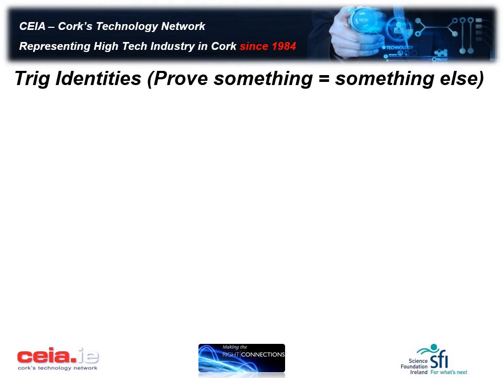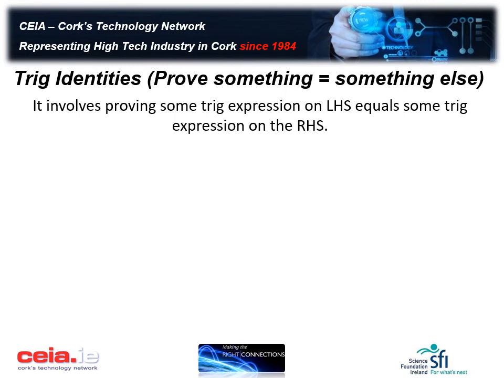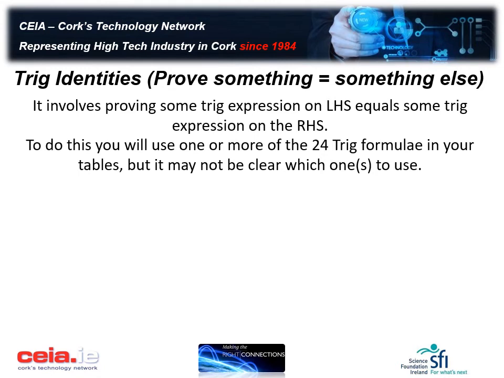So trigonometric identities are basically about proving something equals something else. Okay, so it involves proving some trigonometric expression on the left hand side equals some trig expression on the right hand side. And to do this, we will use one or more of the 24 trig formulae in pages 14, 15, 16 of our tables, but you have to figure out which ones we should be using. Now, this can be a difficult topic. We are certainly getting into more difficult territory with these kinds of problems.